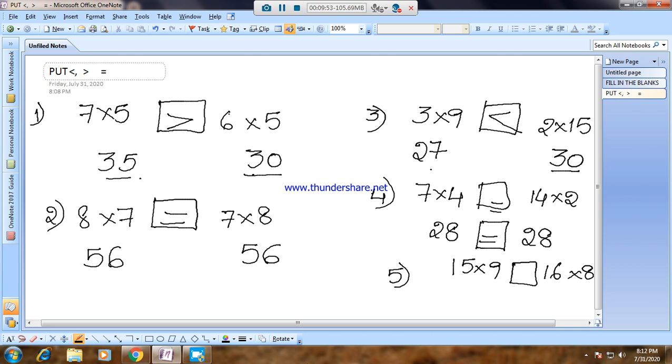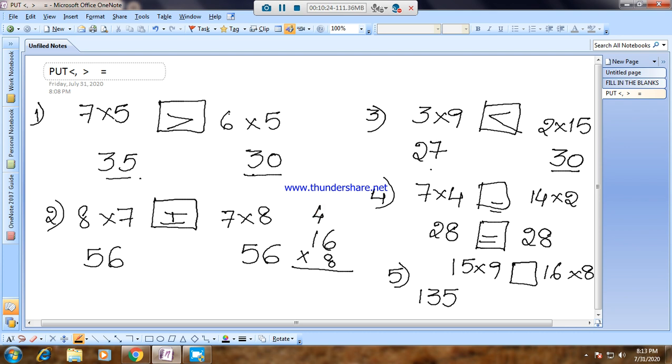Fifteen 2s are 30, 15 3s are 45, 15 4s are 60, 15 5s are 75, 15 6s are 90, 15 7s are 105, 15 8s are 120, 15 9s are 135. So how much are 15 nines here? 135. Now 16 eights are like that, or else we can do here 16 multiply with 8.